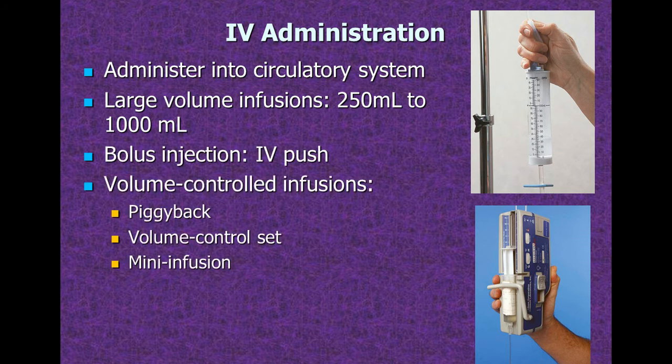And volume-controlled infusion examples are a piggyback, volume control set, which you see on the top right-hand corner, and the mini infusion. The volume control set provides small volume of fluid and it dilutes IV medication and reduces risk of too rapid infusion. And with the bottom one, the mini infusion, it pumps small volumes given over a specific time. And this is covered in your Potter and Perry textbook on page 637.